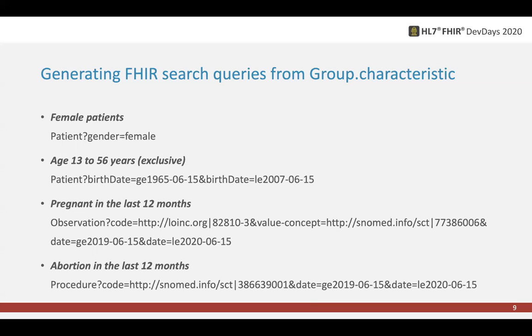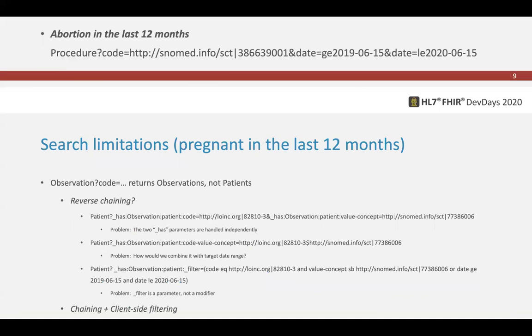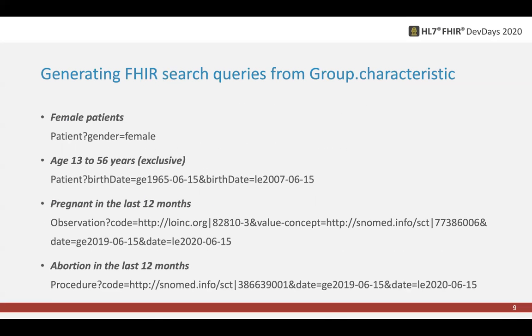And then pregnant in the last 12 months. This could essentially be an observation search with a code for the type of observation, in this case SNOMED for pregnant, and then the date range, which was the last 12 months, so we just converted that. And then abortion in the last 12 months. In this case, we're treating that as a procedure with the SNOMED code, and then the same date range.